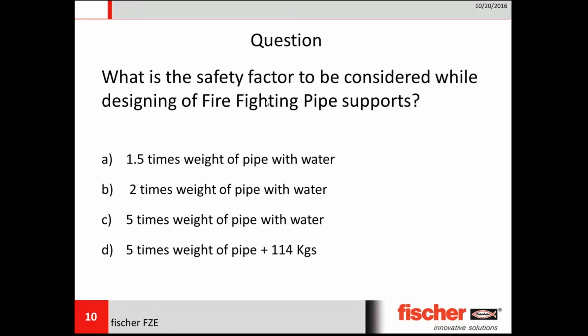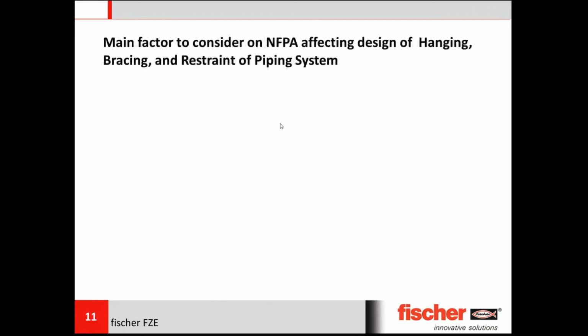So Mr. Shuraim says 1.5 times, which is option A, and Mr. Muhammad says option D, which is 5 times weight plus 114 kgs. Mr. Shafin says C, which is 5 times weight of water. Dipankar says National Fire Protection Association. Yes, you're right. Ishaq Ali says option C, which is 5 times weight of pipe with water. Okay, great. Thank you very much for actively participating. We would see what the result is.